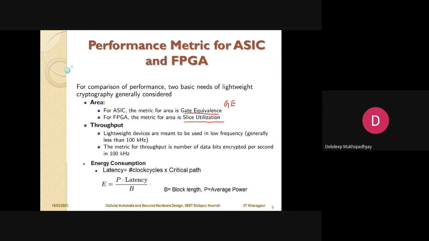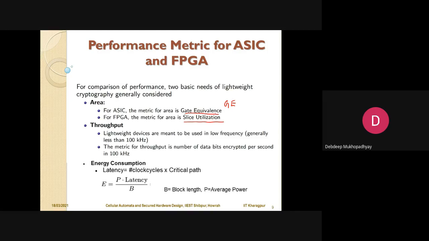When you are implementing, you cannot completely ignore throughput, because lightweight block ciphers, although you can ignore throughput to some extent, are still meant to be used in applications which operate at around 100 kilohertz frequency. The metric for throughput is the number of data bits which are encrypted per second at a frequency which is assumed to be around 100 kilohertz. Of course, the choice of the frequency can vary depending on your platform, but roughly you can take 100 kilohertz to be a pretty acceptable frequency.